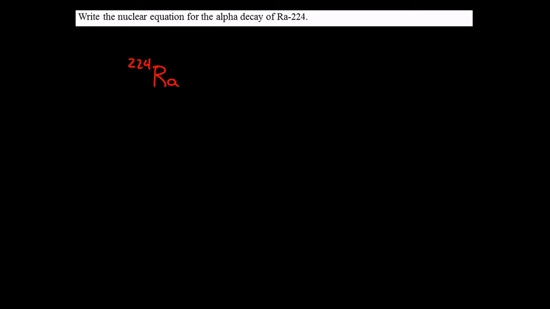Radium-224. If we look at radium on the periodic table, radium is element number 88, so it's going to have 88 protons. If it is undergoing alpha decay, that means that we know one of the products of this decay is an alpha particle. It has to be, otherwise it's not alpha decay.